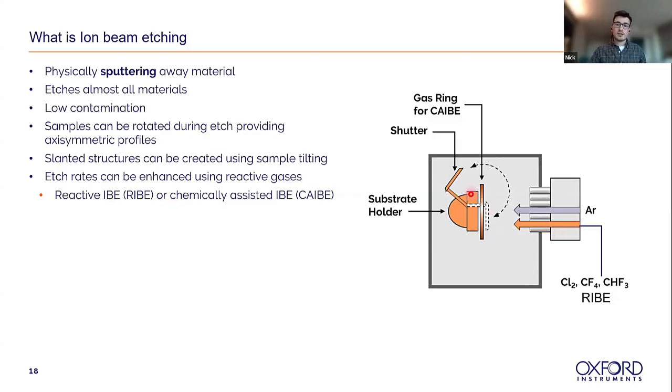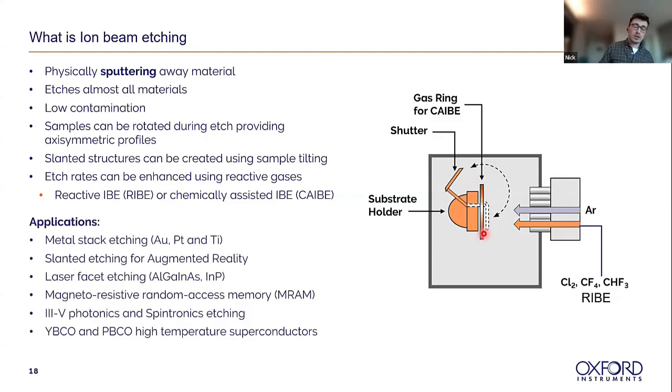But you can also have a gas ring just above where your substrate is, and there you can inject chemistry in the gas phase. That can be used to absorb onto your surface and help with the chemically assisted etching you're performing, again helping to improve the etch rate and the selectivity.